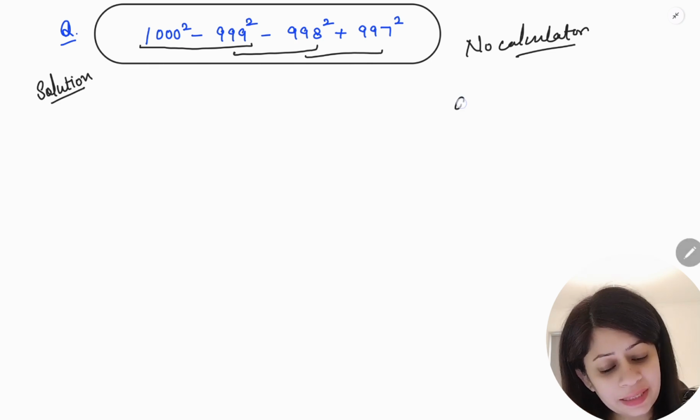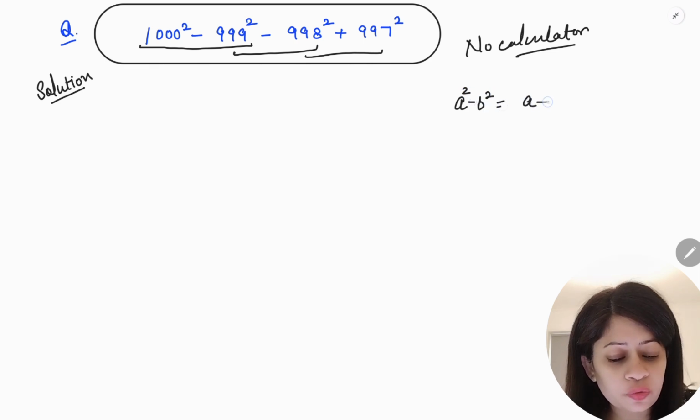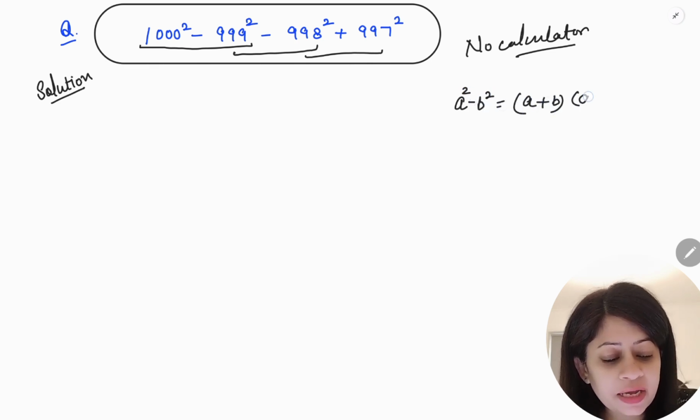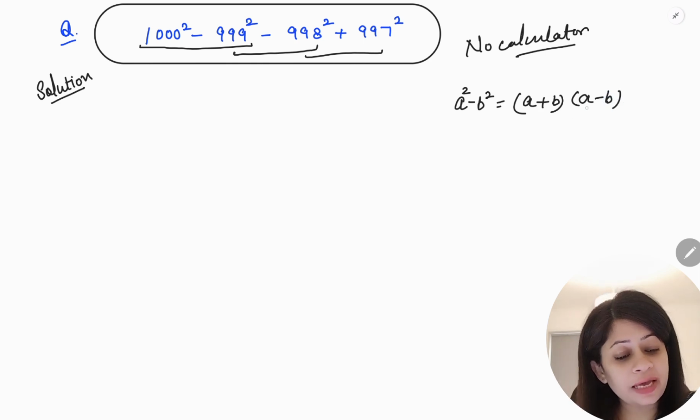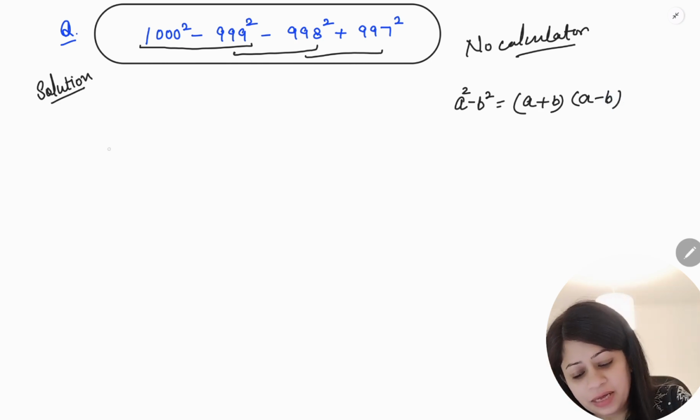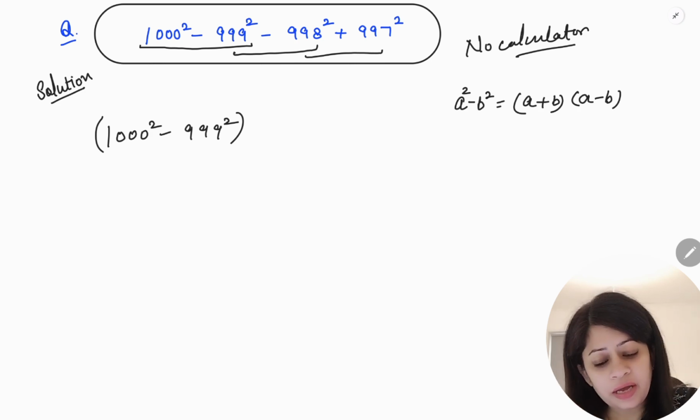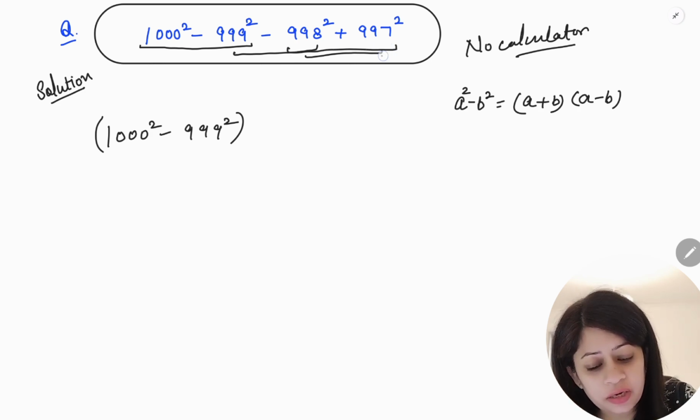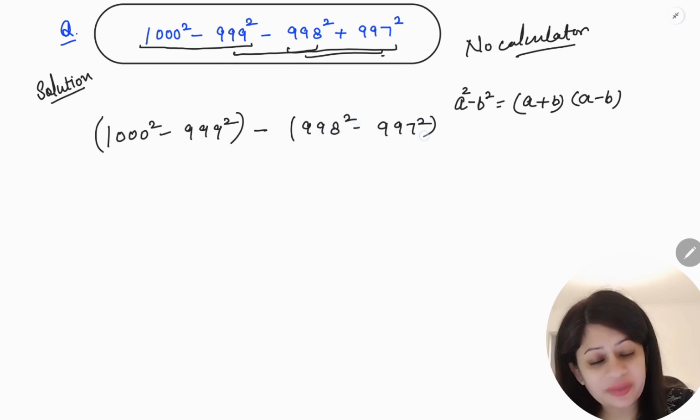Now we know one identity that says a square minus b square is equal to a plus b times a minus b, right? So this a minus b will become 1, right? If I write this as 1000 square minus 999 square, I keep this in one bracket, and then from the last two terms here I take minus common, and then I write 998 square minus 997 square, right?